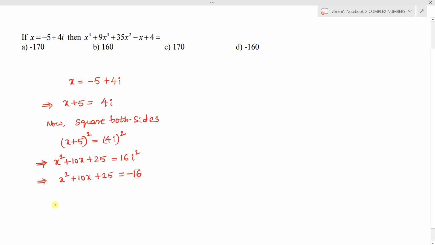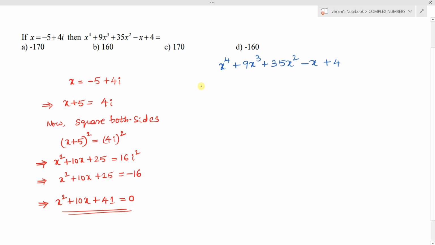We are getting this as minus 16, and finally we'll get x square plus 10x plus 25 plus 16, which is 41, equal to 0. So x square plus 10x plus 41 is equal to 0. Now the given polynomial is x power 4 plus 9x cube plus 35x square minus x plus 4.